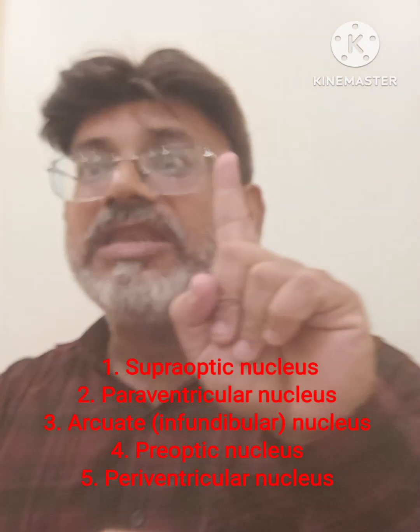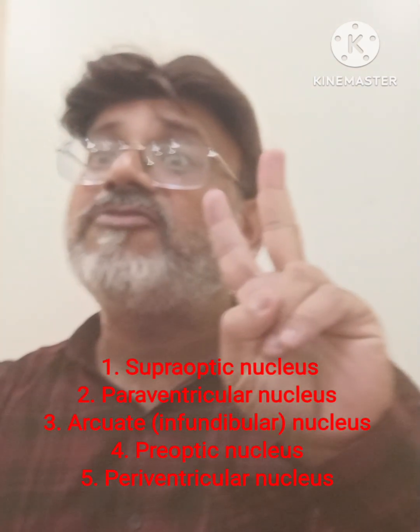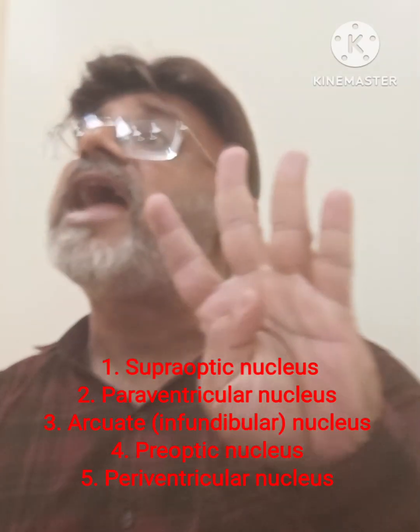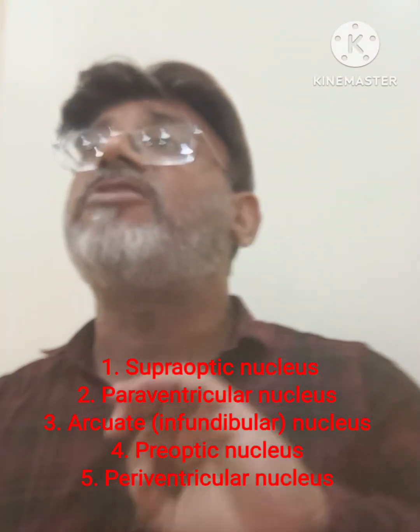Now, the toughest part of hypothalamus. The most important hormone secreting nuclei of hypothalamus are supraoptic nucleus, paraventricular nucleus, arcuate nucleus, preoptic nucleus, and the periventricular nucleus. This periventricular nucleus should not be confused with paraventricular nucleus. Periventricular nucleus and paraventricular nucleus are not the same. First, I will discuss supraoptic nucleus.